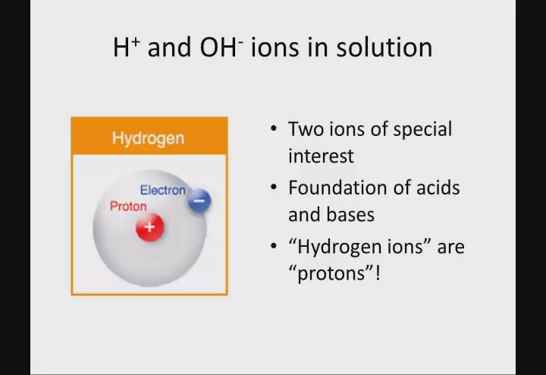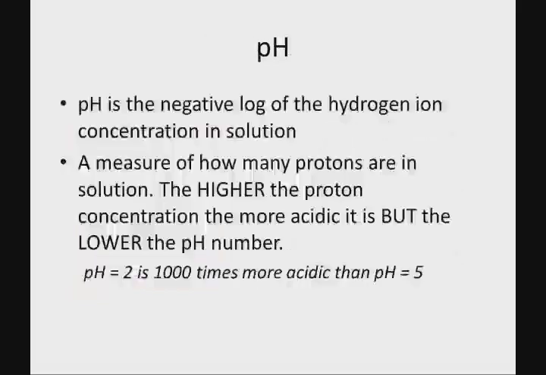Right? So hydrogen ions, if you look at the hydrogen atom, are also known as protons. Because if you remove the electron to make it positive, all that's left is a naked proton. I point this out because oftentimes I'll just refer to the hydrogen ions as protons, and I want you to know where that's coming from. So again, pH technically is the negative log of the hydrogen ion concentration in solution.